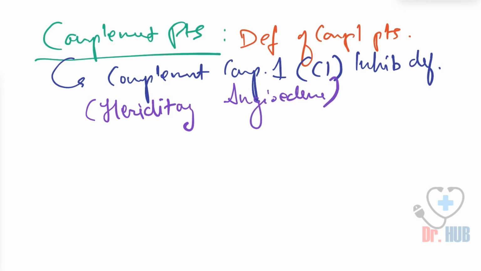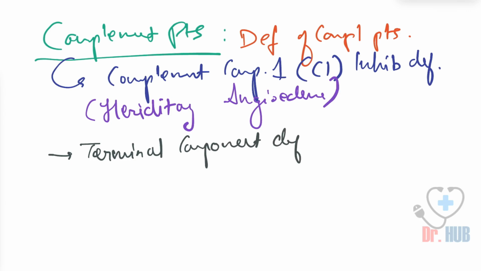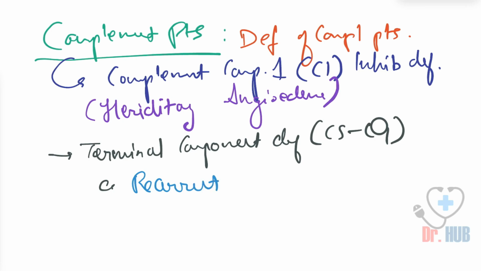Next, we also have the terminal component deficiency, that is C5 to C9. That is, there is the recurrent Neisseria infections.